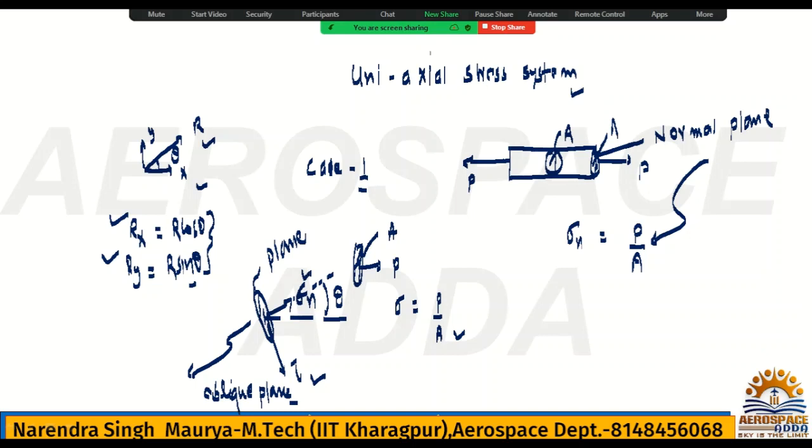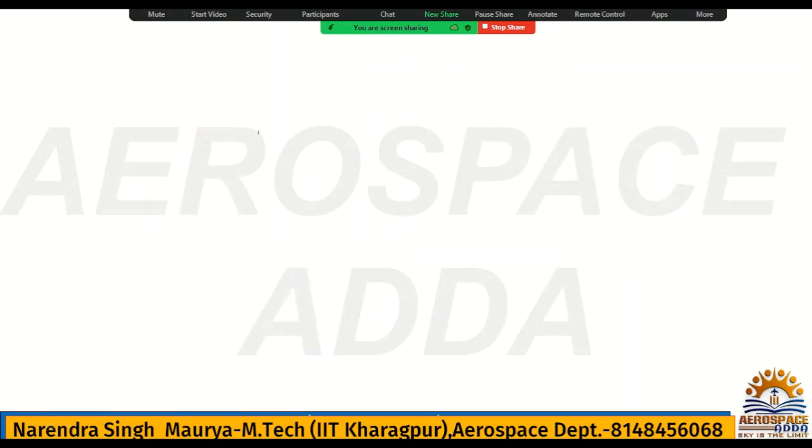So for a uniaxial stress system on the normal plane, this is the basic analysis. But now we are going to discuss the uniaxial stress on an oblique plane. If there is an oblique plane, then two stresses will appear here: normal stress and shear stress. All right, that is what we are going to discuss now. So our discussion now is uniaxial.